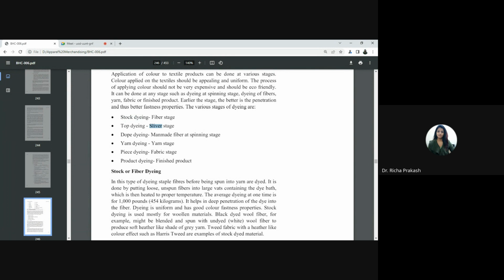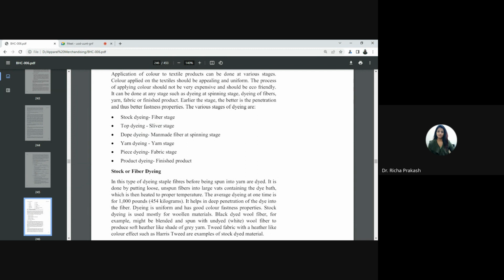When you further stretch it and make it into a big long lump of fibers, that becomes the sliver. Dope dyeing is done for man-made fiber at the spinning stage. As we had already talked about synthetic fibers, via the spinneret, the liquid, jelly-kind of substance comes out, and the moment it comes out, with the use of hot water or hot air or certain chemicals like caustic soda, different conditions are there, varying on the chemicals in the raw material. So dope dyeing is done at the spinning stage.